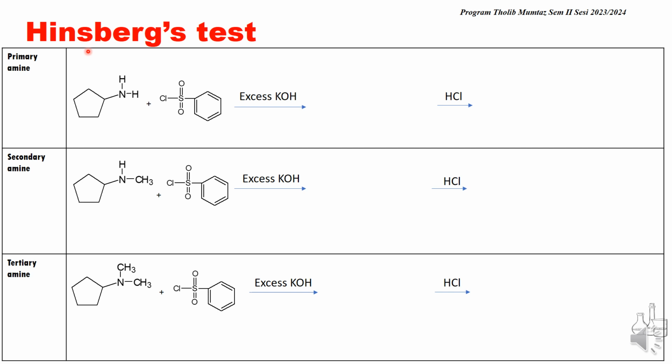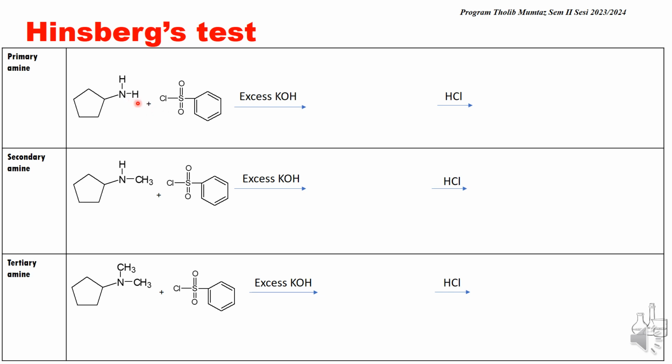This next test is called Hinsberg's test. This test is used to differentiate between primary, secondary, and tertiary amine. So let's look at the primary amine first. Hinsberg's test has two steps. The first step is the amine reacts with benzene sulfonyl chloride in excess KOH.